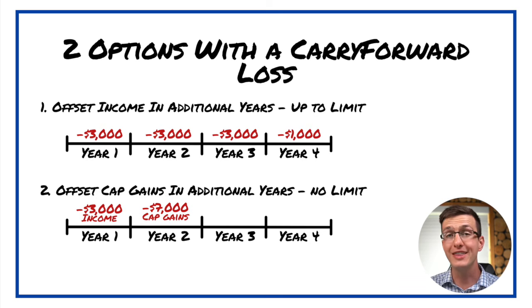We can take $3,000 of that loss and keep carrying that forward into additional years. The second thing you can do with a carry forward loss is you can carry forward an unlimited amount of net losses and offset future taxable gains. And so, for instance, we could take that $3,000 net loss off of our income this year, but then next year, let's say we had $7,000 in capital gains. Well, we can take that carry forward loss and offset that $7,000 in taxable events next year.